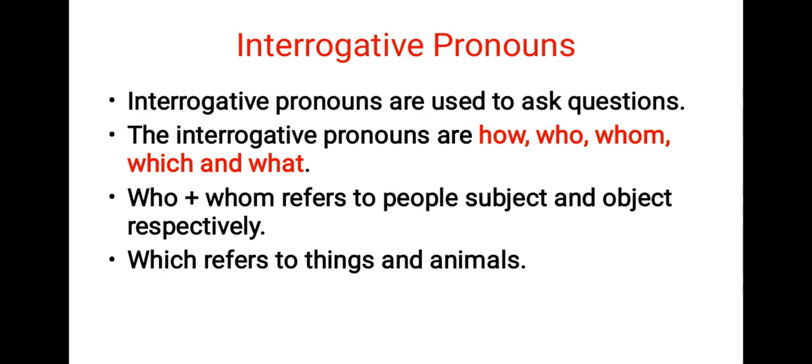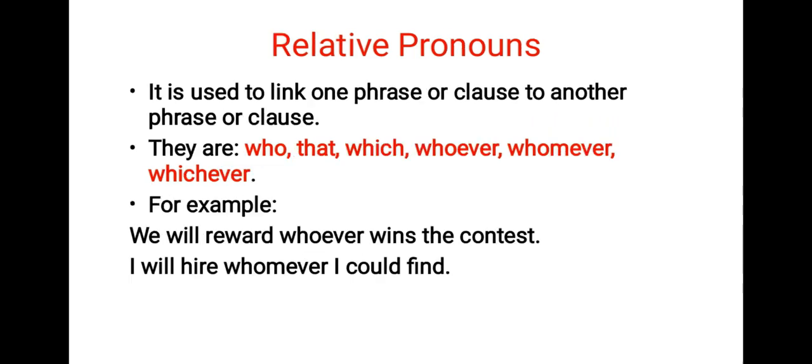Which refers to the things and animals, which हम things या animals के लिए यूज़ कर सकते हैं. For example, which animal is this? Or which one of the cars do you have? So ये mostly हम things और animals के लिए यूज़ करते हैं.